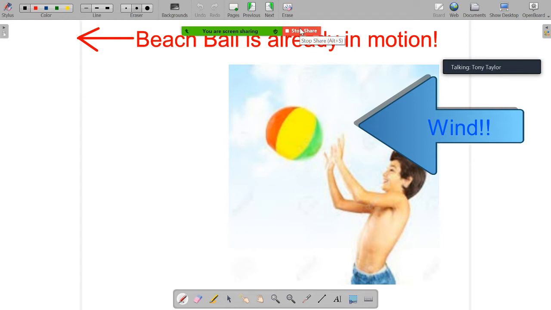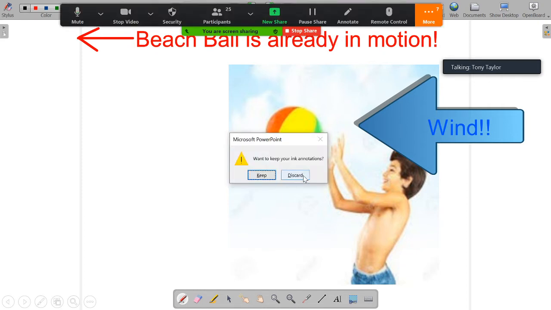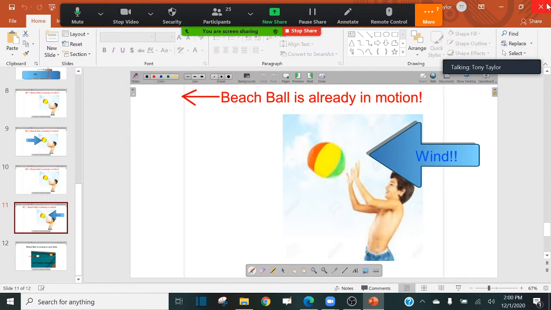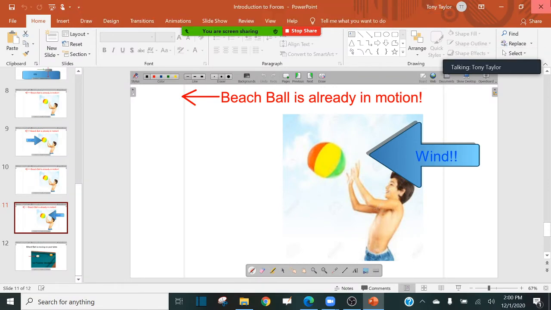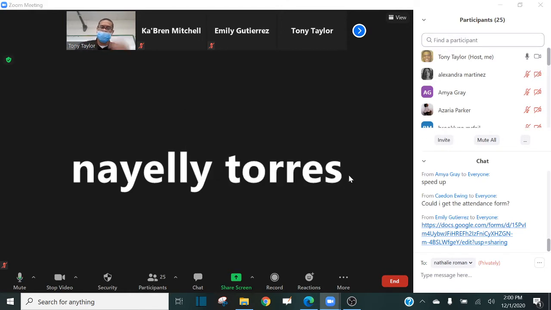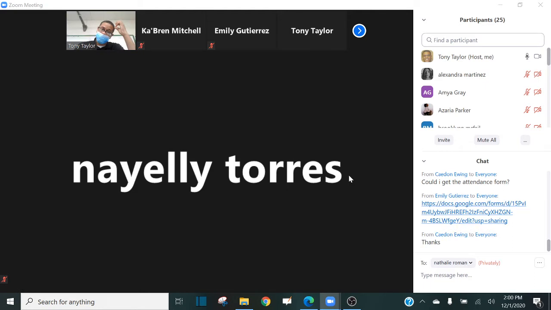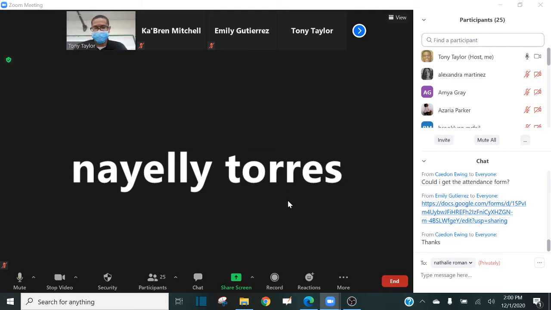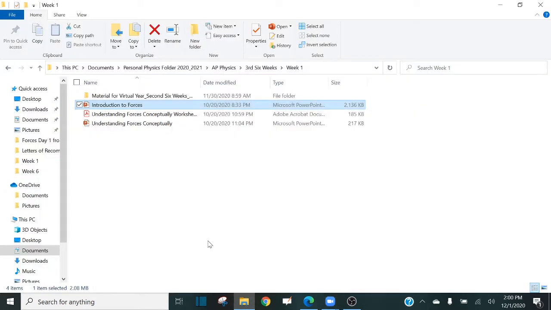Now, let's talk about more complicated situations in which we have more than one force acting on our object. In that situation right there, we were only dealing with one force. But what about if we had more than one force? Well, in order to explain these situations, I'm going to show you guys a video clip.